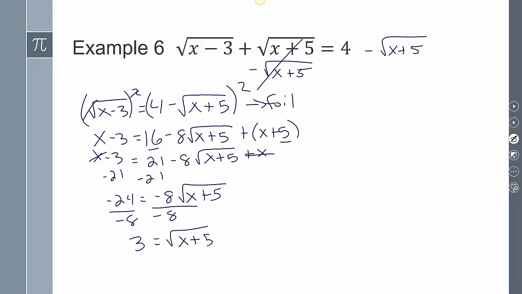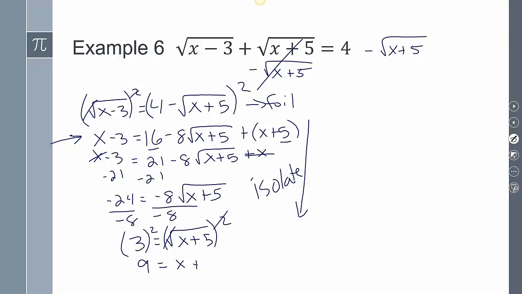Now that the square root's isolated, that's the reason why I was doing all of this, was to isolate. Because I was left with this mess here, and I was just like, wow, I don't really know what to do there. And so my goal was just to get that next square root by itself. And so now that it's by itself, I can get rid of it again by squaring. And so now I get 9 equals x plus 5, minus 5 on both sides, you get x equals 4.